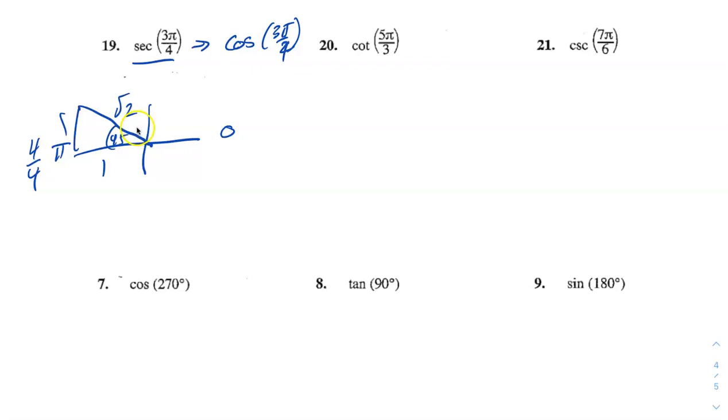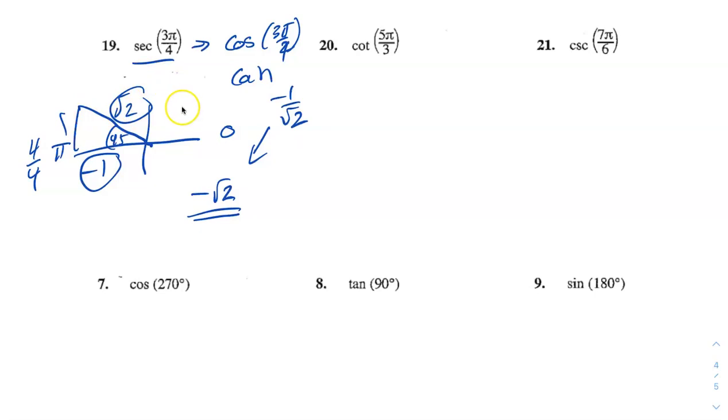If you're pro, you remember how to do the negatives. When you go to the left, it's negative. When you go up, it's positive. Cosine is CAH, adjacent over hypotenuse, so negative 1 over rad 2. Then we gotta flip it to do secant, so negative rad 2. And that'll be the answer.